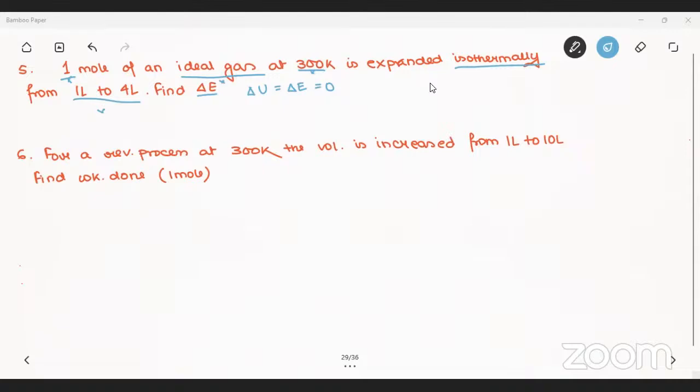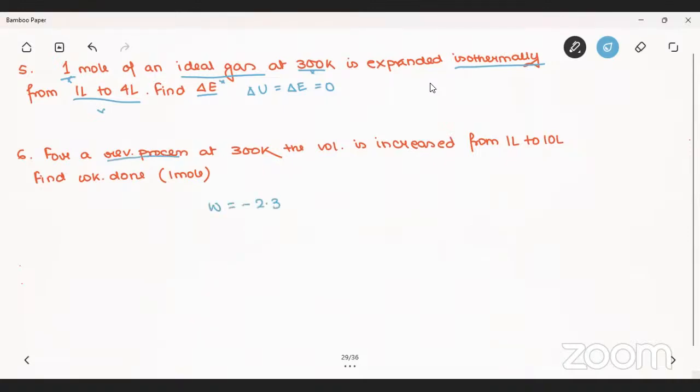This sum, 5, is done. Can we move to 6? Now, 6 you will tell me. I won't tell you. Which formula to use? Reversible formula, ma'am. So what was the reversible formula?